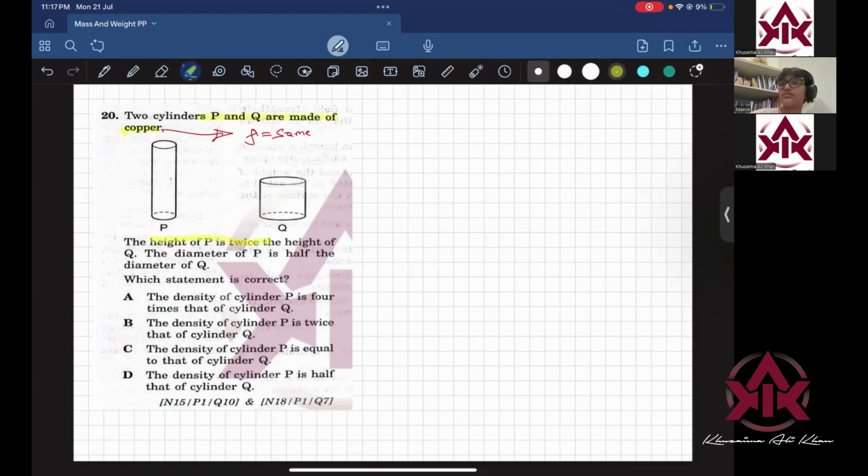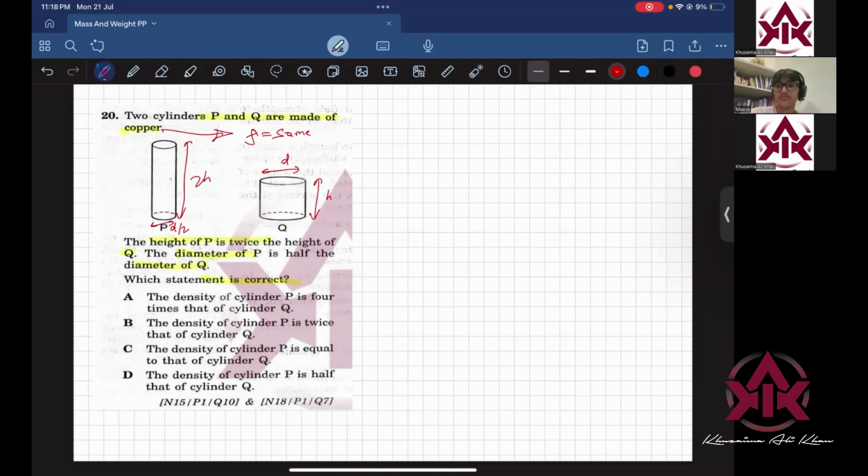That the height of P is twice the height of Q, right? So let's say if the height of object Q is h, so the height of P is going to be what? 2h. And what else is given to you? That the diameter of P is half the diameter of Q here, right? So if the diameter is D for Q, the diameter of P is D by 2, right? So which statement is correct if we are given this particular data?